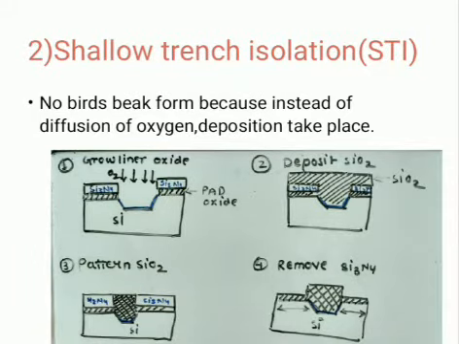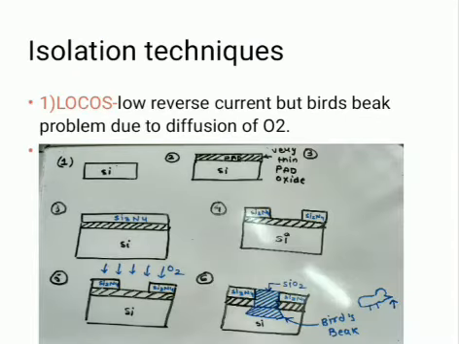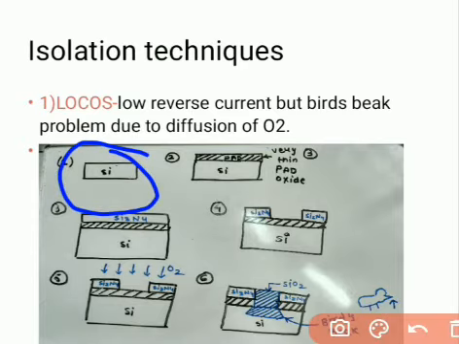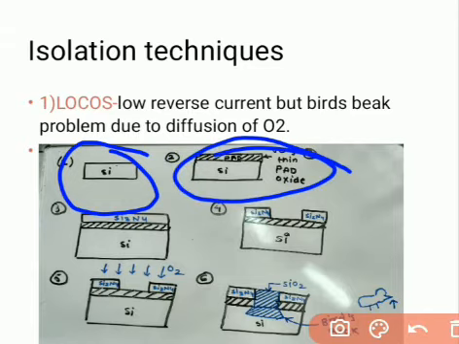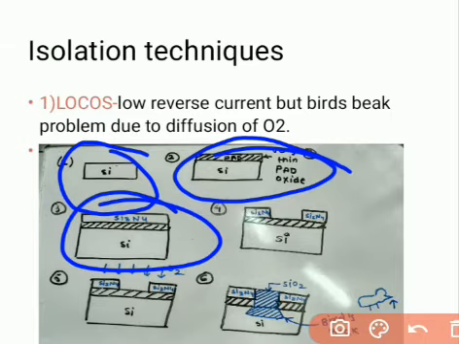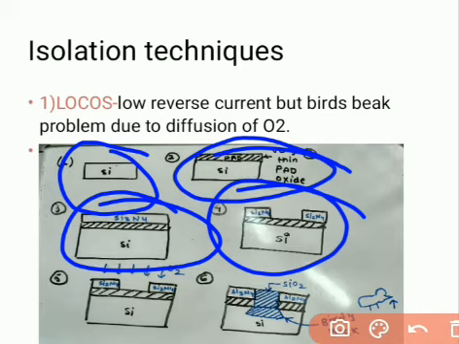So in this type of process, we first go through with the low cost process. So we grow a silicon substrate. Over this we apply our pad oxide. So this pad oxide will be there. Then we apply our silicon nitride. Then we open our window over silicon nitride.